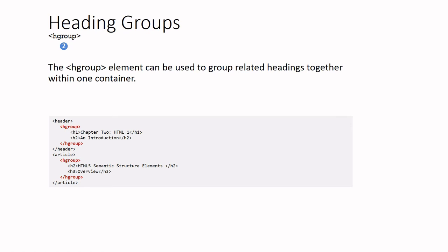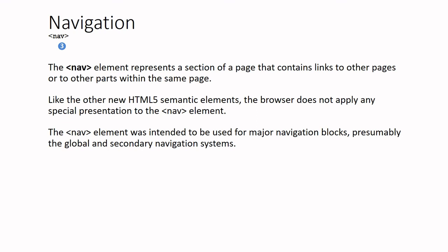Here again it is not mandatory to write hgroup inside the header. You can even write the hgroup inside the article section also. Got it? So there is freedom. But you can keep in mind that hgroup elements can be used to group related headings together within one container. Now this is again one of the more important elements, called navigation.